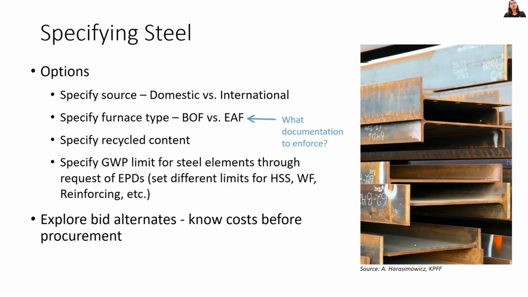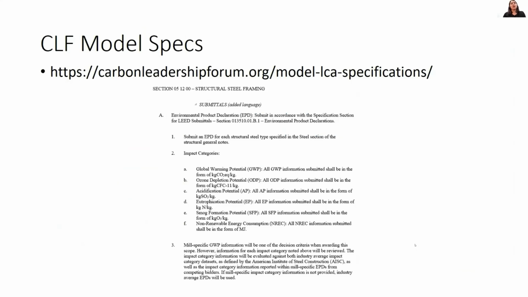But with steel, it's different. There is more of an unknown in terms of the number of bidders that are going to be able to fit those profiles. So one thing that I've seen a lot, to try and account for that unknownness, is to put it in as a bid alternate. So saying, give me the EPDs, and then as a bid alternate, provide to me a GWP that's under a certain number. CLF has their model specs out there, and that has some language about how to ask for those EPDs.